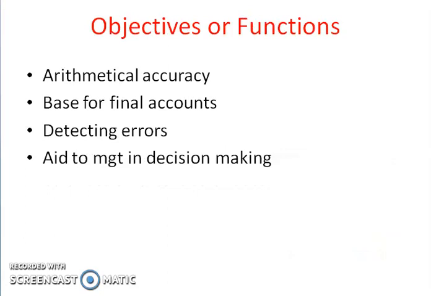Let's see what are the objectives or functions of a trial balance. Some of the functions or objectives are to ensure arithmetical accuracy of books of accounts. The main objective of preparing trial balance is to ensure the arithmetical accuracy. Then to provide a base for preparing final accounts. Based on trial balance, we prepare final accounts, that is trading and profit and loss account and balance sheet. Then it helps in detecting certain errors. Next objective or function of a trial balance is that it serves as an aid to management in decision making.